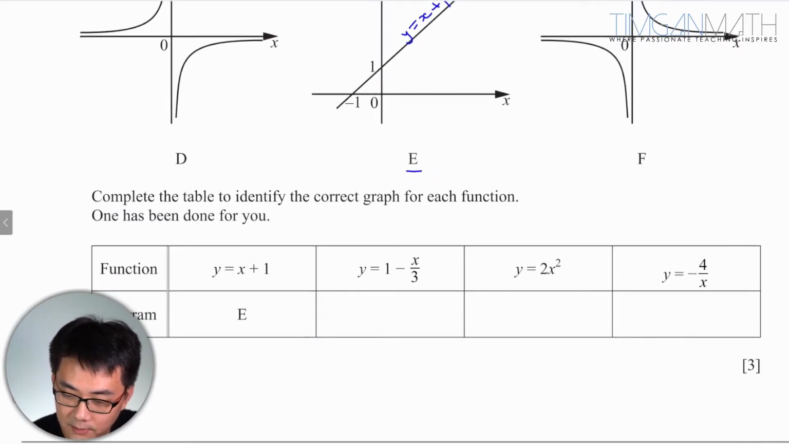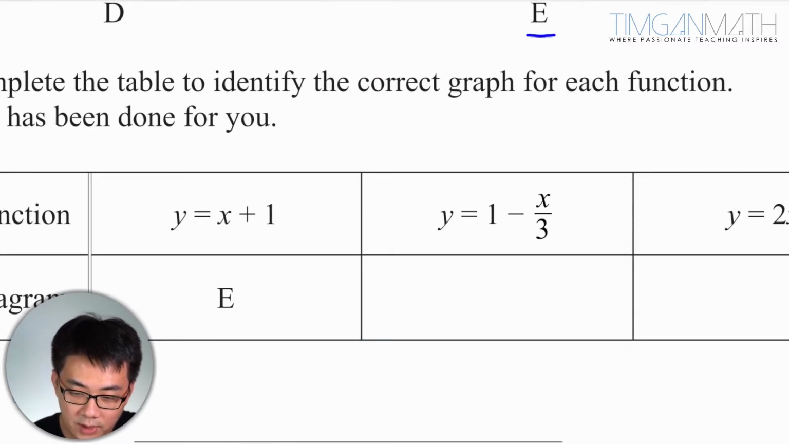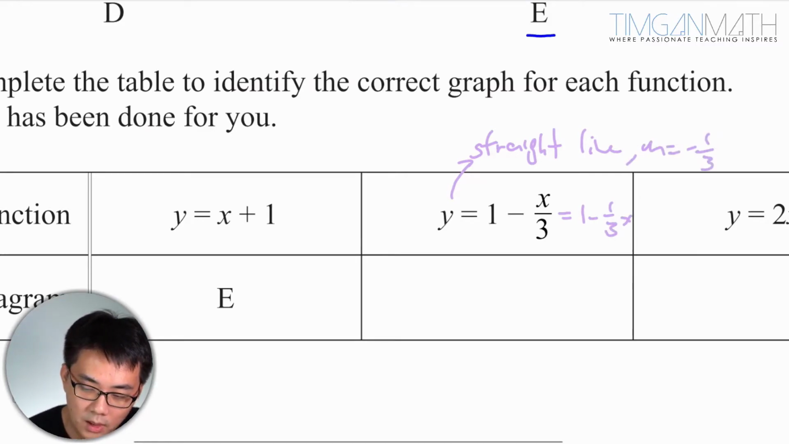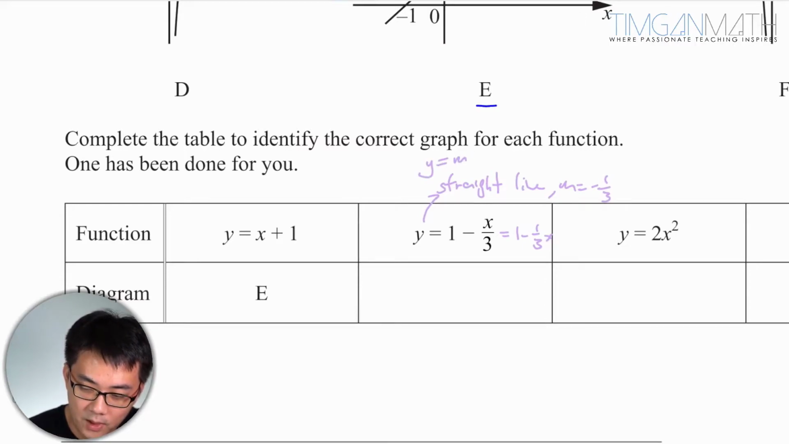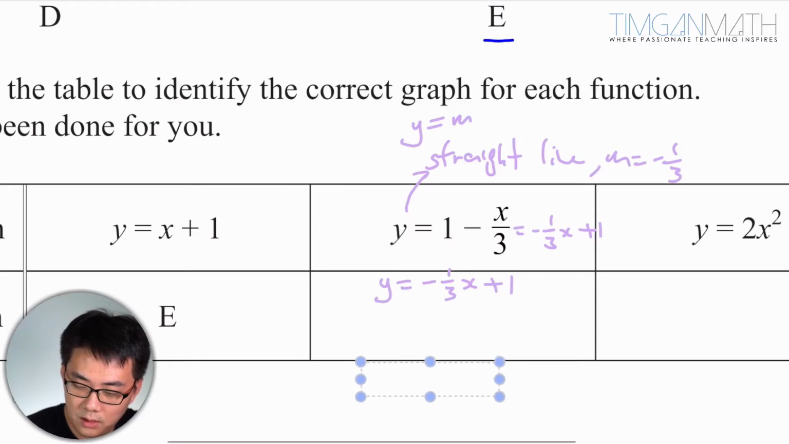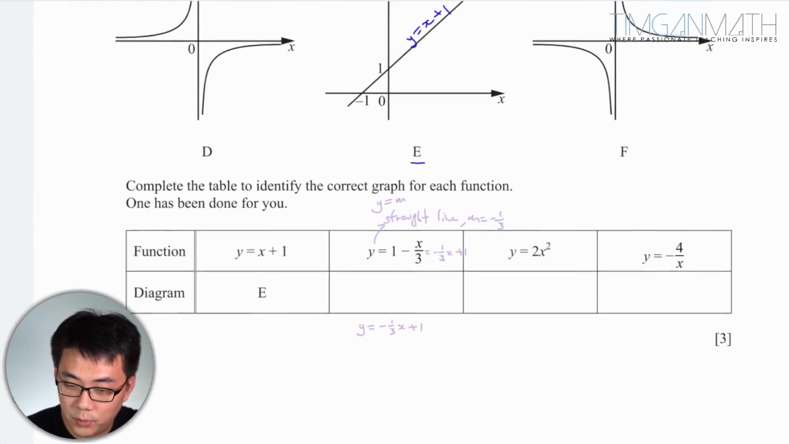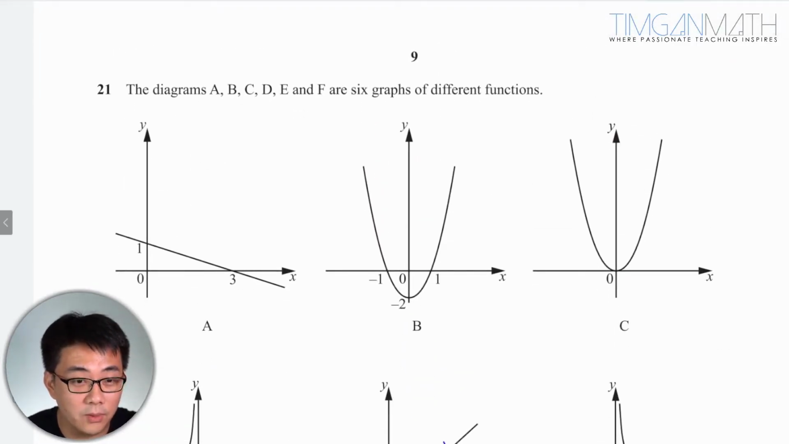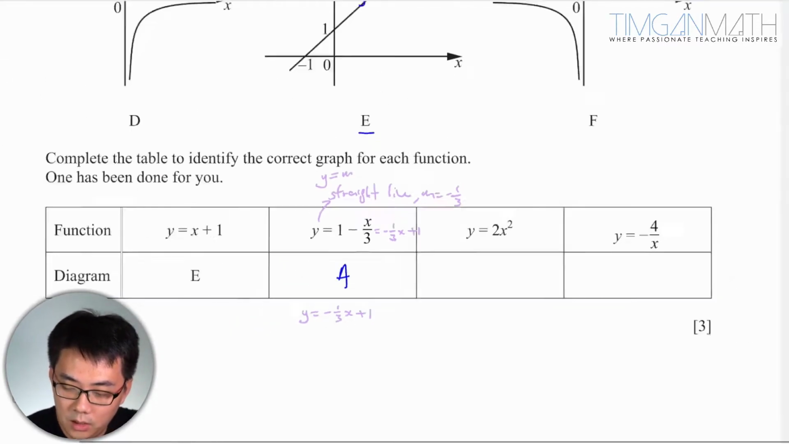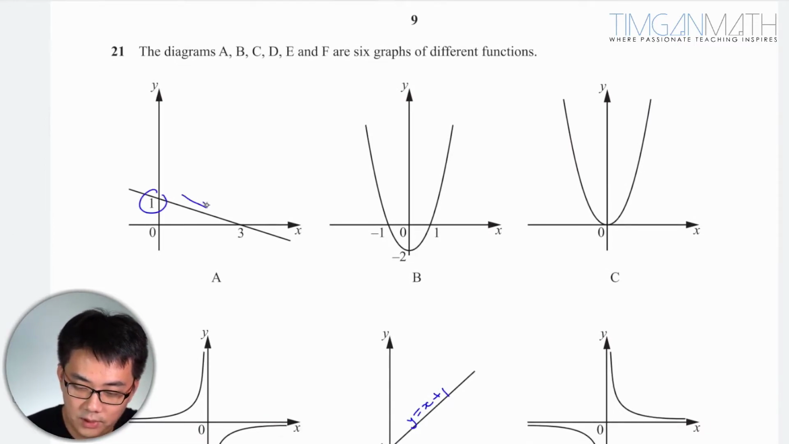So in this case, this is a straight line. The second one has to be a straight line. The gradient of this straight line is -1/3, because this is y equals mx plus c. If you rearrange this, it's actually in this form here: y equals -1/3 x plus 1. So this is y equals mx plus c. The only other straight line will be here, so this is A. I'm not sure whether, yeah, this is the y-intercept, and this is -1/3, that is correct.